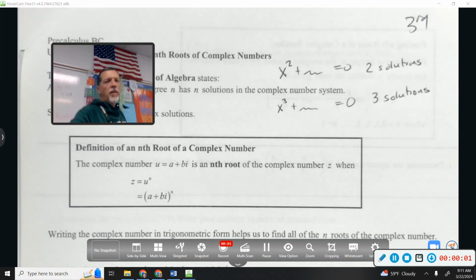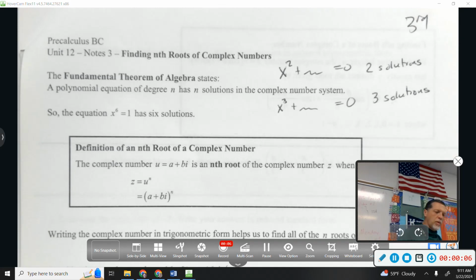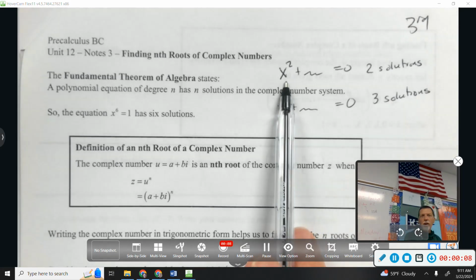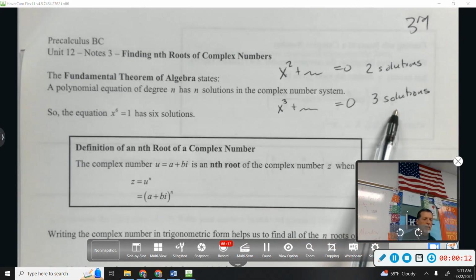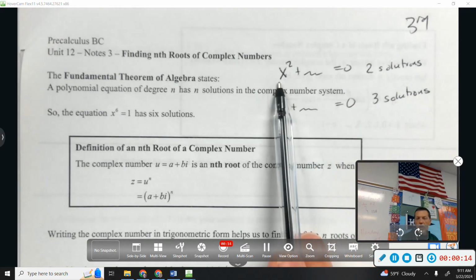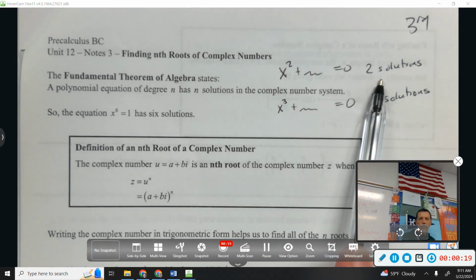So, fundamental theorem of algebra. We don't really make a big deal of this, as we should probably. But whatever the highest power is tells you how many answers there are. X squared means there's 2 answers. X cubed means there's 3 answers. We have a quadratic formula, so we can always find those 2 solutions.